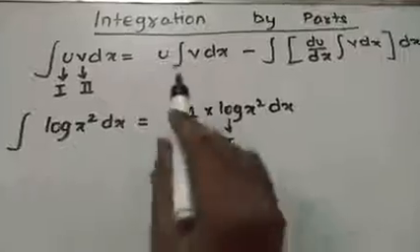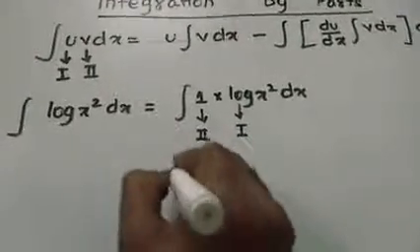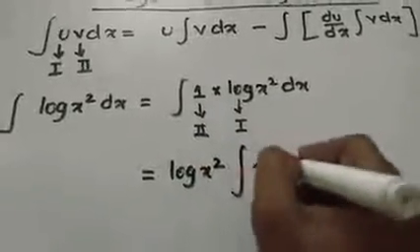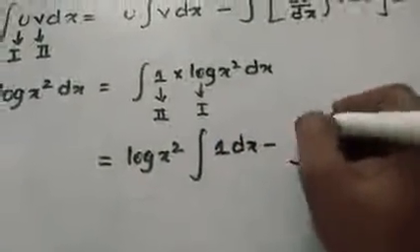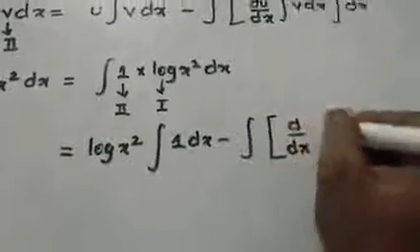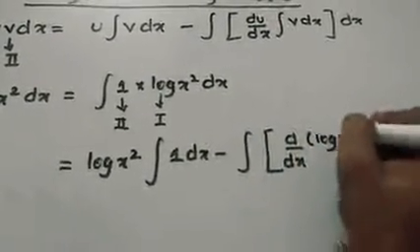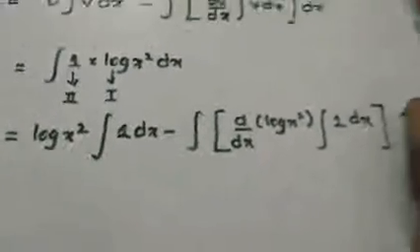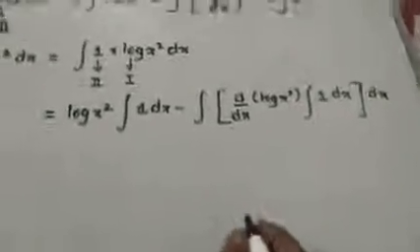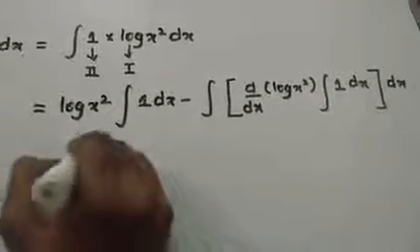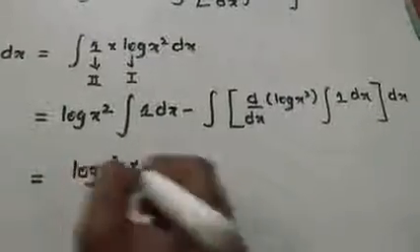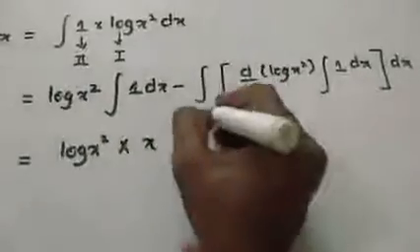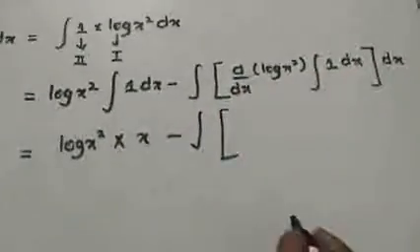Now using the integration by parts rule: first function, log of x square, into integral of the second function, minus integral of the derivative of the first function into the integral of the second function, dx. So here, log x square into the integration of 1 dx, which we know is x, minus the derivative of log x square.